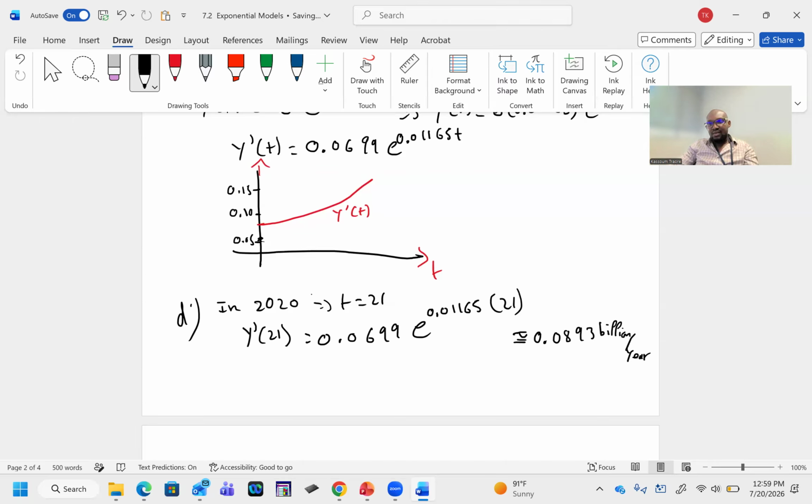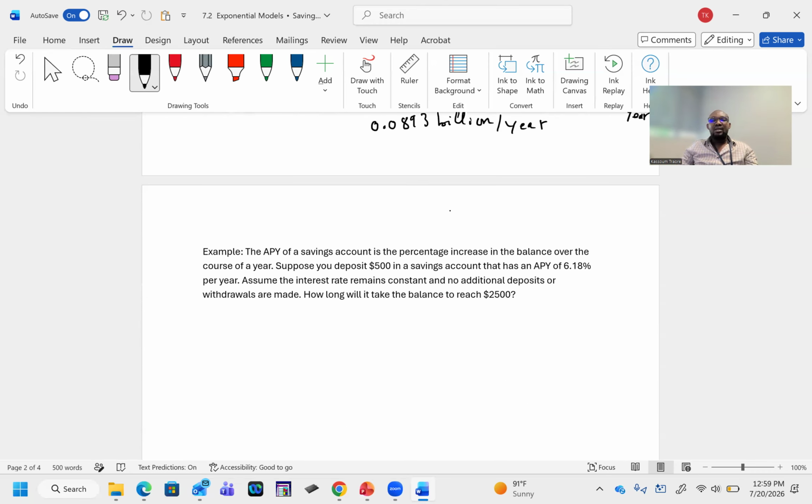Or if you want it in millions, roughly 89 million per year. So this will be 0.0893 billion per year, or approximately 89 million per year. Okay, let's move on to the next one.